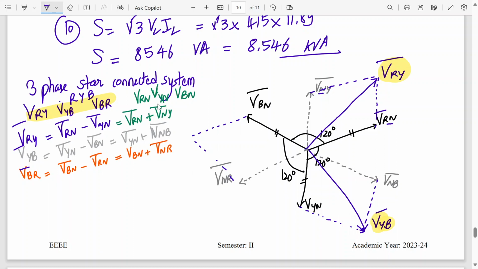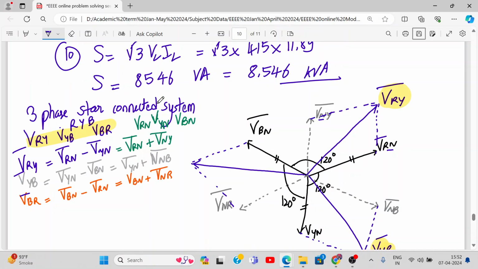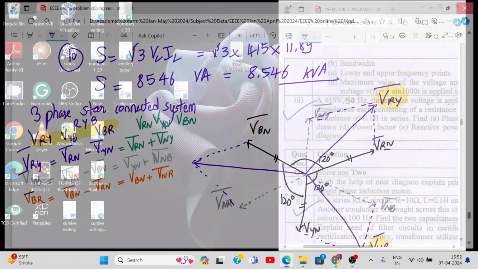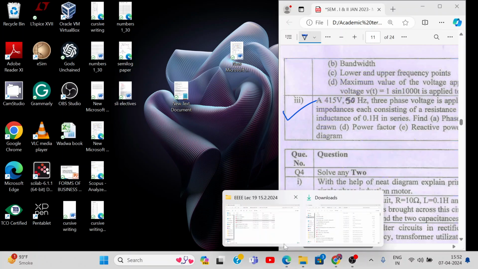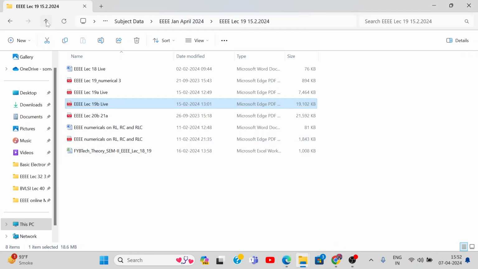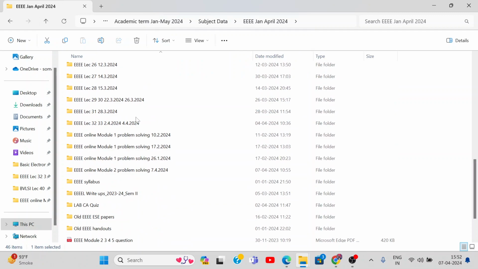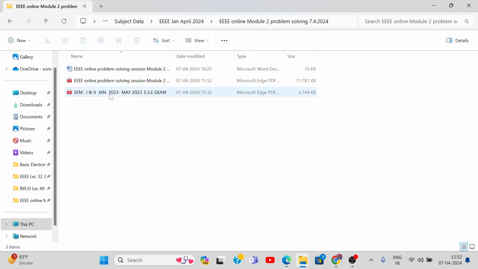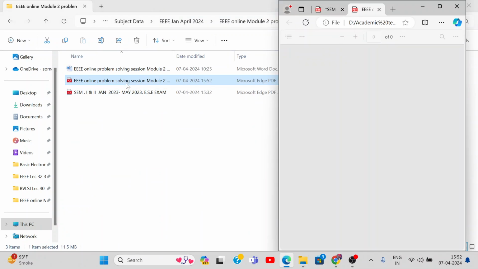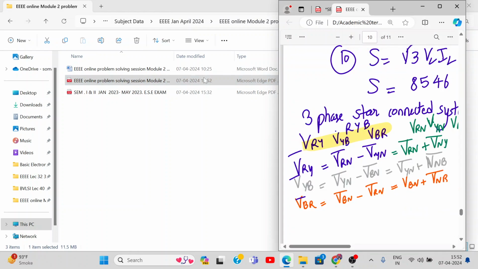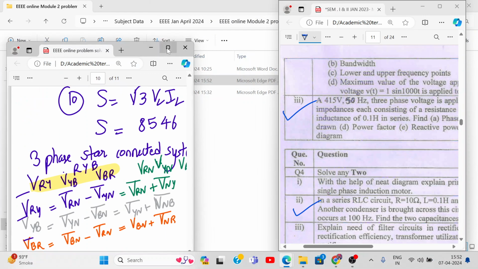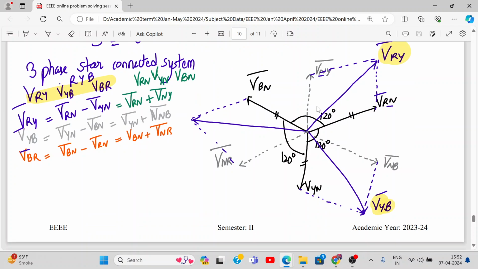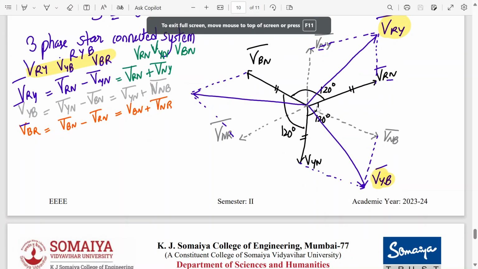Okay, visible now? Okay, here it will come. Let me open that document again for you. Okay, I have to go back to the PDF. Yeah, here it is.